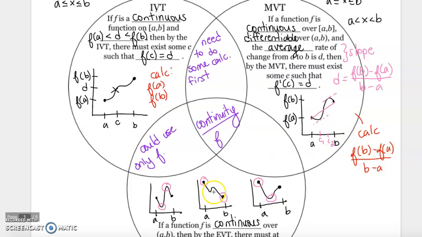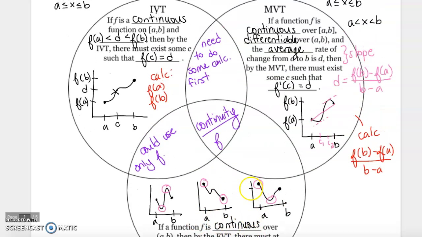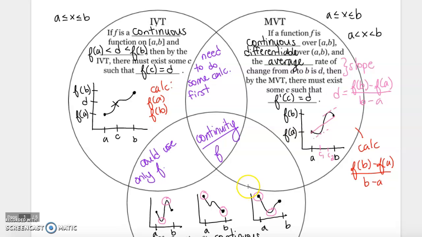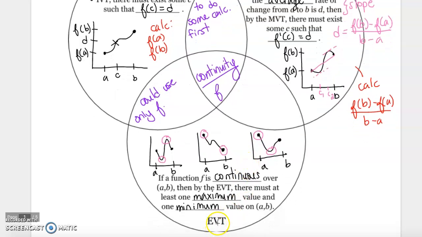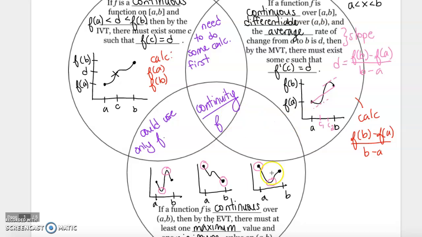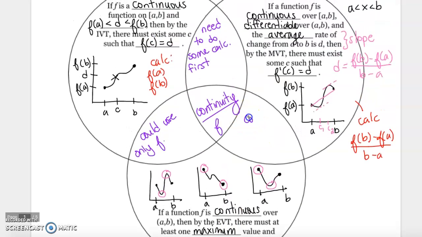Okay, whereas for EVT, you don't necessarily have to calculate something. You're usually just identifying maxima and minima using the strategies you already know, so you don't need to calculate a specific thing. And then the other thing that connects your mean value theorem and your extreme value theorem is that those could both involve a derivative. They don't necessarily need one, so EVT doesn't need one, but these could use f prime.